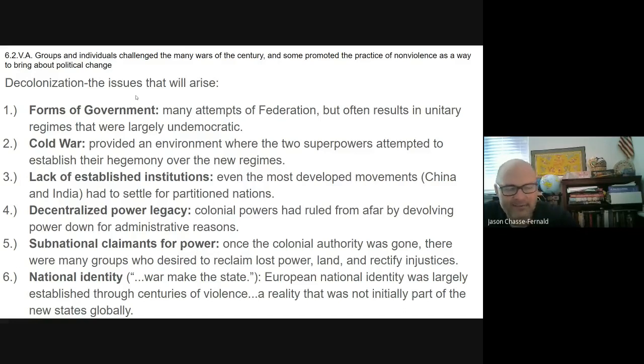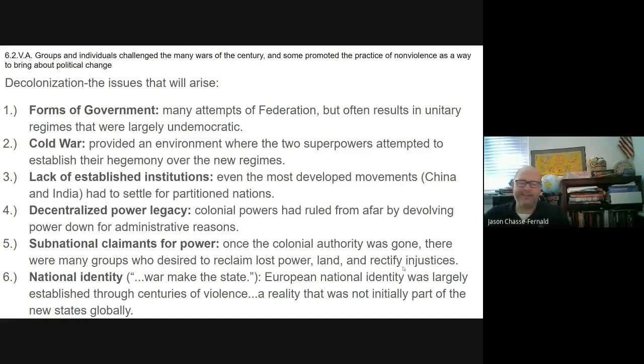And of course, if those decentralized administrative authorities that had existed in the past are from ethnic minorities, then we're going to see a lot of subnational claimants of power taking place here. A lot of rectification campaigns taking place, payback, right? And of course, national identity. It's something we talked about a few minutes ago.